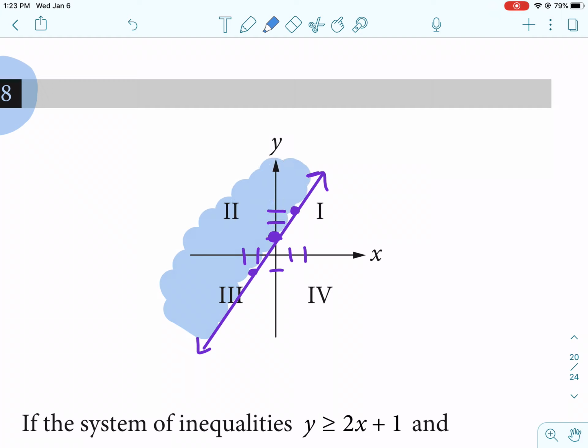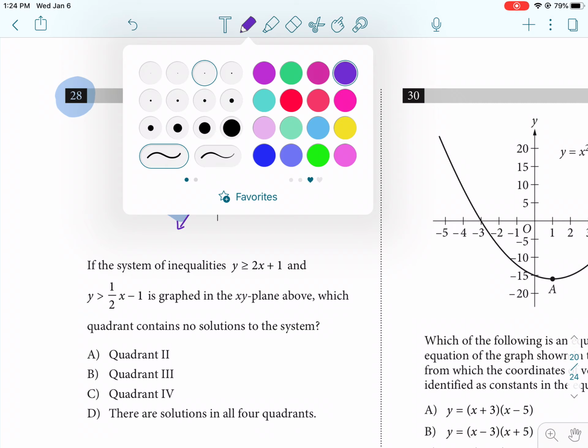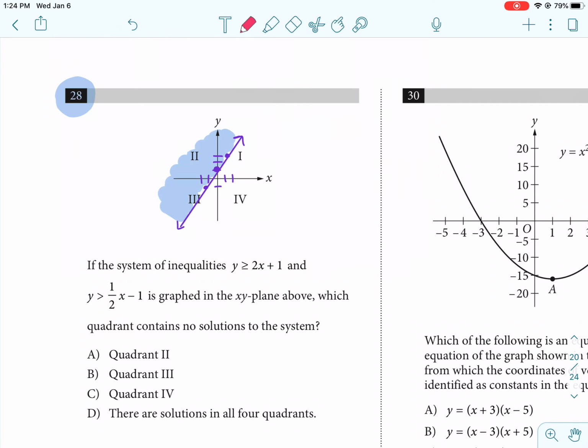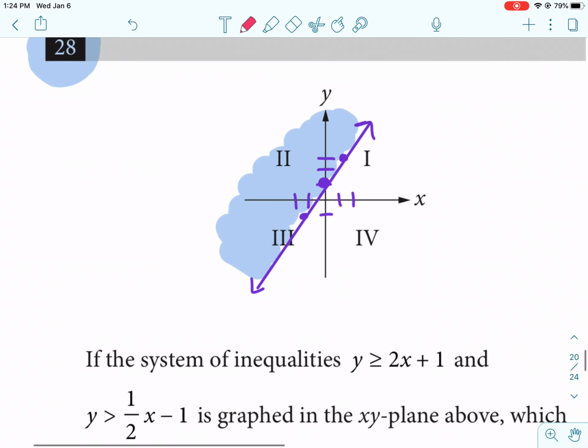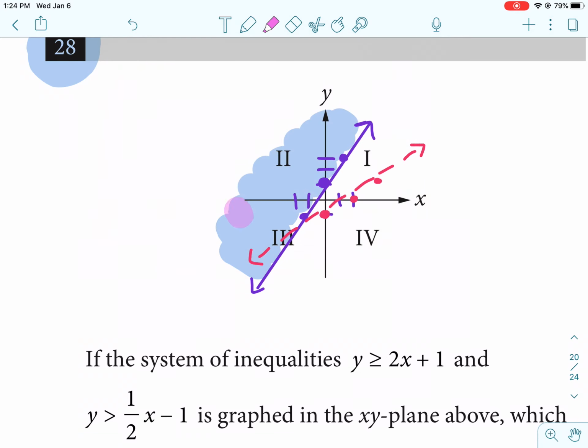I'm going to be really honest, we still have the possibility that it could be shaded the other way, so I'll graph the other one as well. The other one, y is greater than 1/2 x minus 1. This one has a y-intercept of -1 and a slope of 1/2. So up 1, right 2, up 1, right 2. This would be a dotted line, and it's also shaded above because it's greater than.